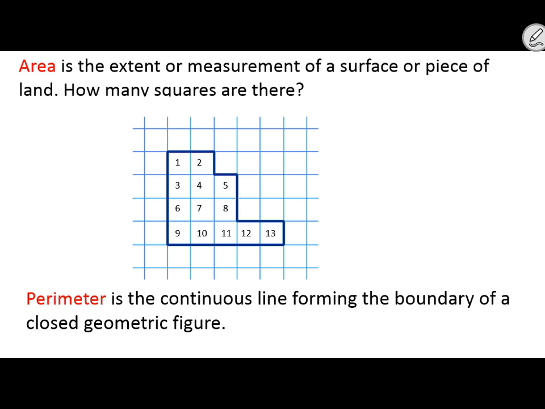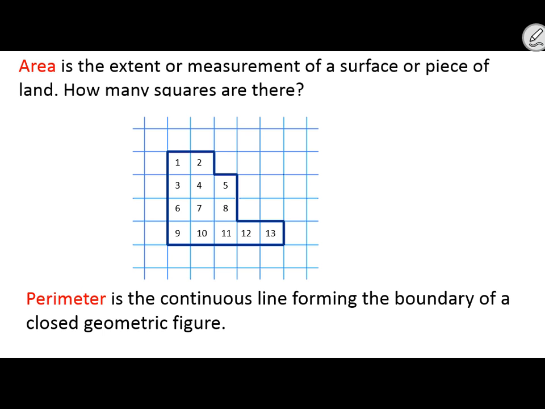If I count my little squares on this figure, it's 1, 2, 3, 4, 5, 6, 7, 8, 9, 10, 11, 12, 13, 14, 15, 16, 17, and 18. So the perimeter in this one will be 18. And the measurements depend on how big, which measurements I'm using. Can I change my site?